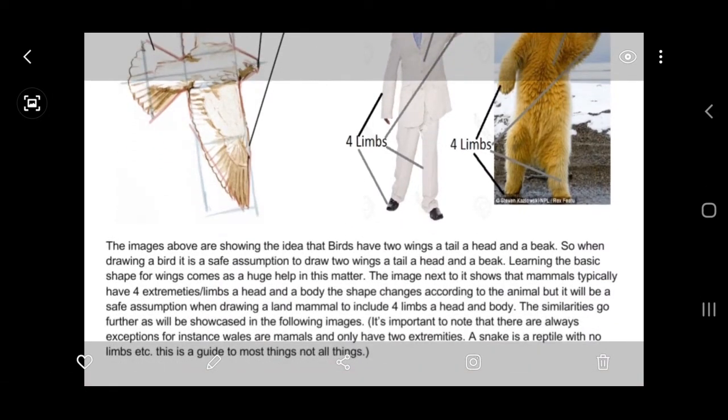The images above are showing the idea that birds have two wings, a tail, a head, and a beak. So when drawing a bird, it is a safe assumption to draw two wings, a tail, a head, and a beak. Learning the basic shape for wings comes as a huge help in this matter. The image next to it shows that mammals typically have four extremities or limbs, a head, and a body. The shape changes according to the animal, but it will be a safe assumption when drawing a land mammal to include four limbs, a head, and a body. The similarities go further, as will be showcased in the following images.